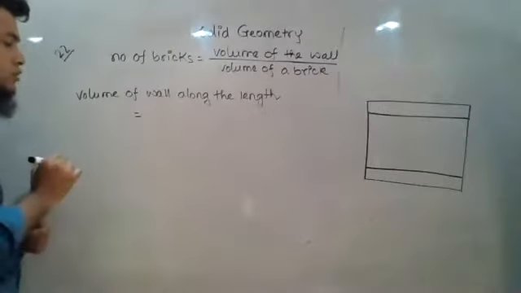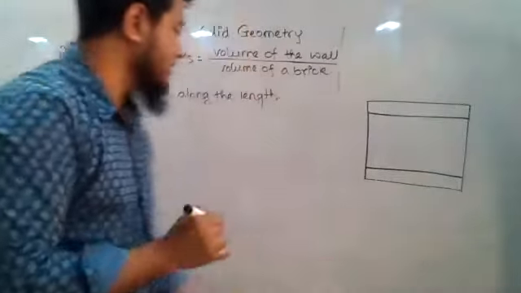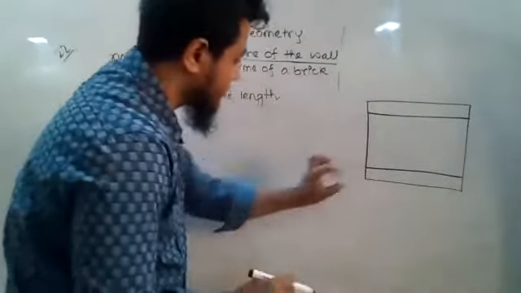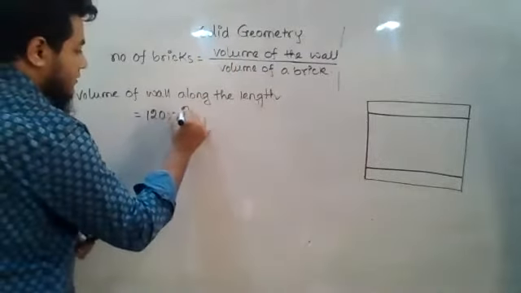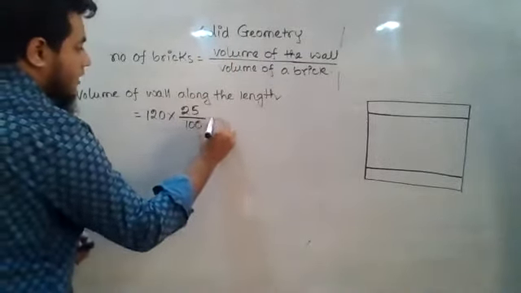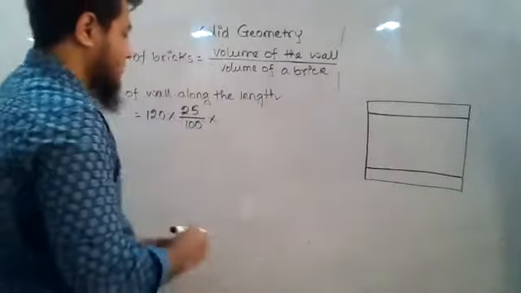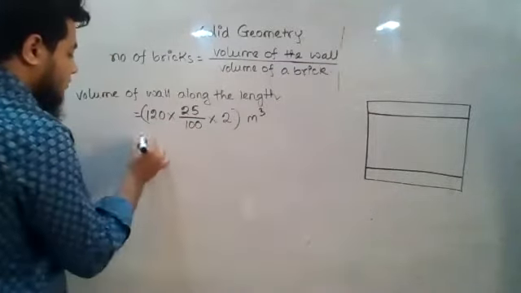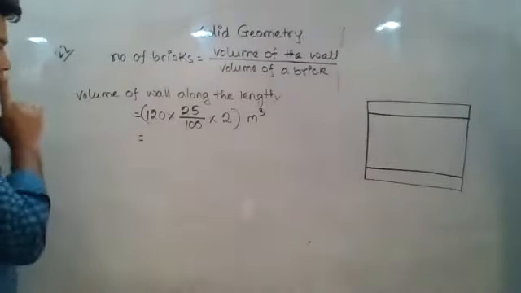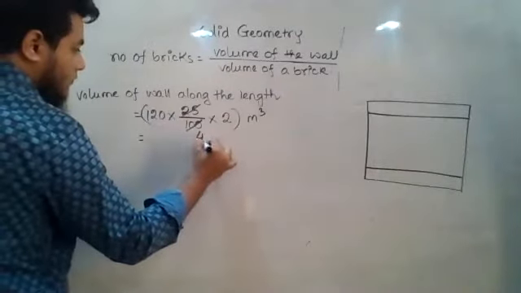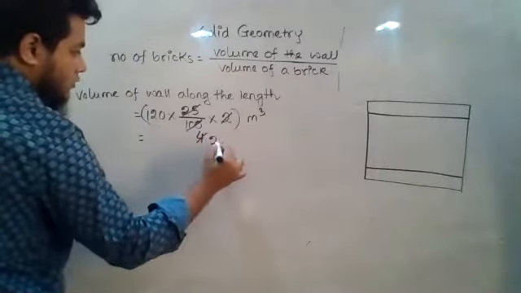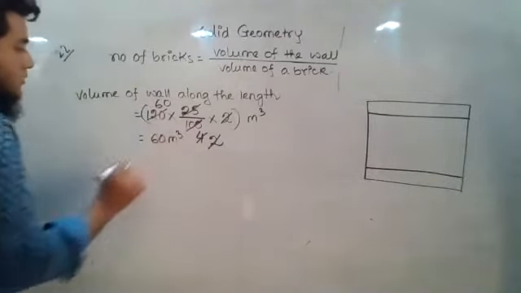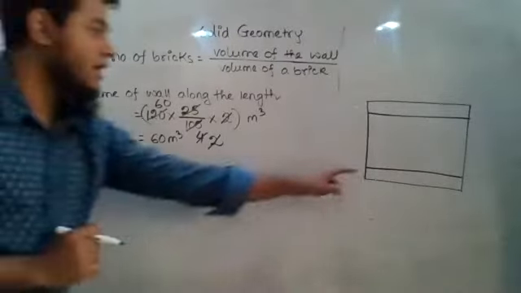Okay, it will be equal to, see, the length is 120. The thickness, it is 25 centimeter. So 25 divided by 100 into the height. So the height is 2, meter cube. So you will find it out. Okay, how much it will be? 25 divided, this will be 4, 2 divided, this will be 2, 2 divided, this will be 60. So 60 meter cube, but remember you need to multiply it by 2.